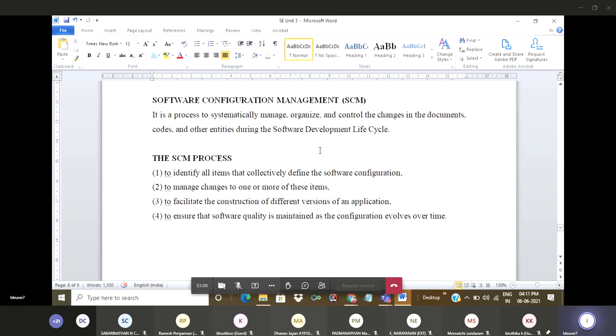So next is the software configuration process. It has the following steps. One is to identify all the items that collectively define the software configuration. Second, to manage changes to one or more of these items. Third is to facilitate the construction of different versions of an application. Fourth is to ensure that the software quality is maintained as the configuration evolves over time. These are the steps which must be followed in software configuration management.